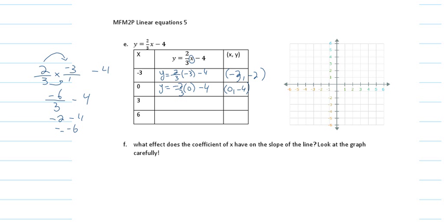My next one is going to be 2 over 3 times 3. Now that 3, again, I can put it over 1 because it's a whole. And then take away 4. What happens when I multiply 2 by the 3? 2 times 3 is 6 over 3. What's 6 over 3? 2. 2 take away 4? Negative 2.